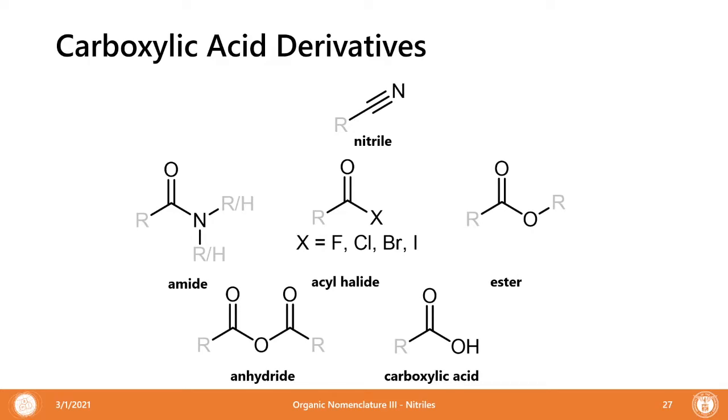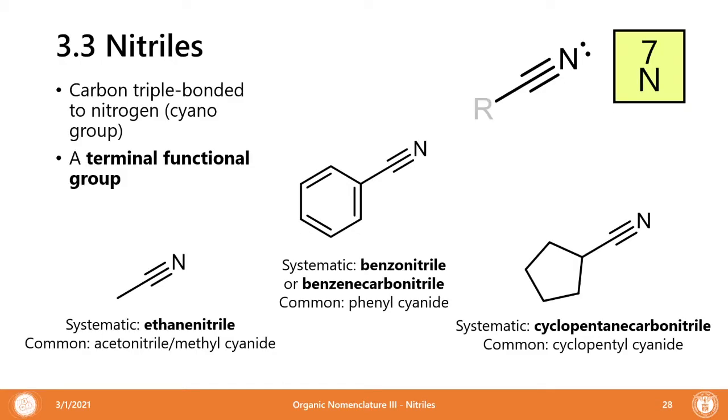Okay, so moving up in our carboxylic acid derivatives, we have the nitriles, which actually don't contain a carbonyl carbon, but exhibit similar properties to warrant its place with them. Nitriles are carbons triple bonded to nitrogen. They are also known as cyano compounds containing the cyano group. They are also terminal functional groups, and so we may encounter the same naming complexities as aldehydes. So let's name them.